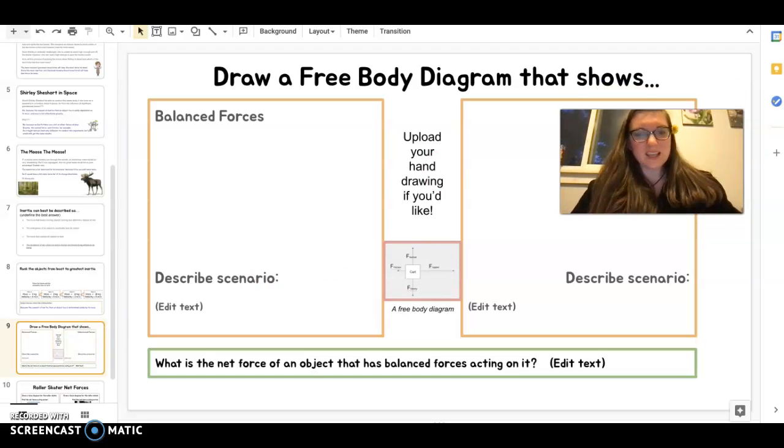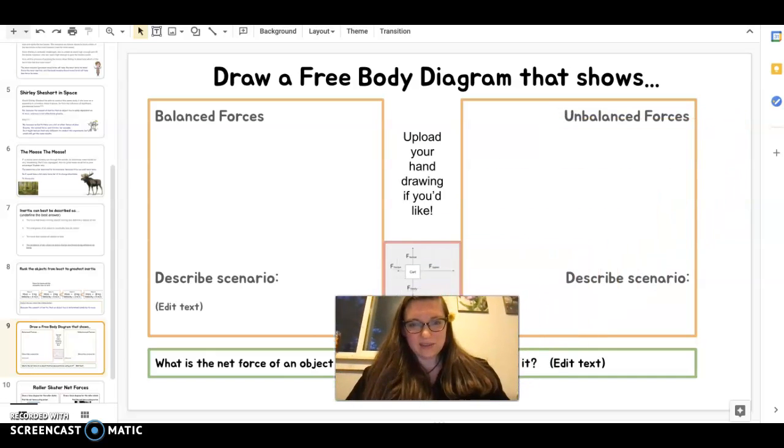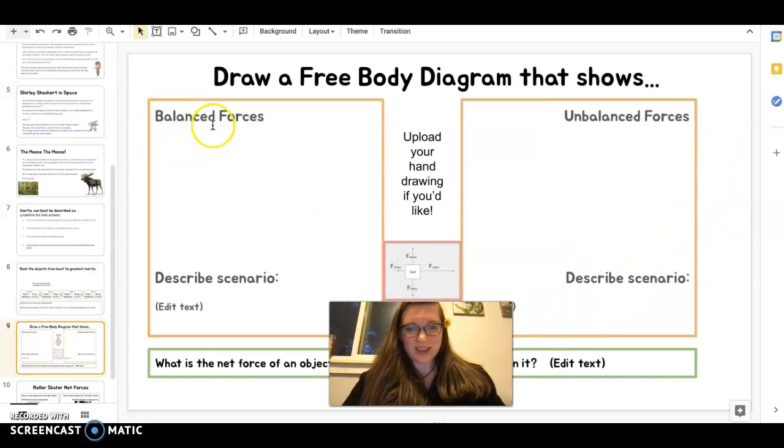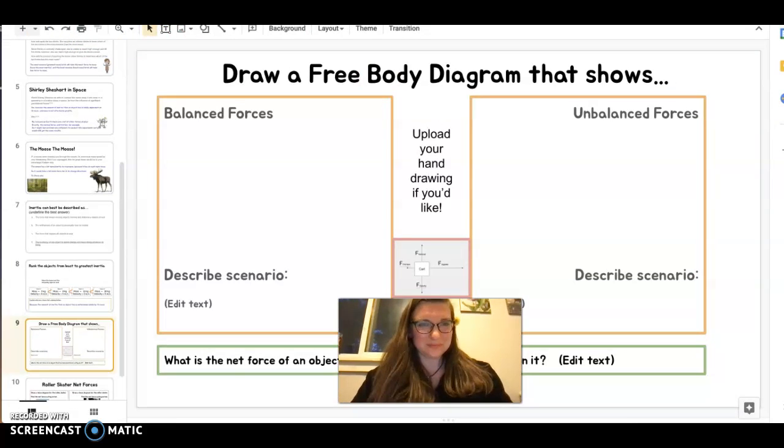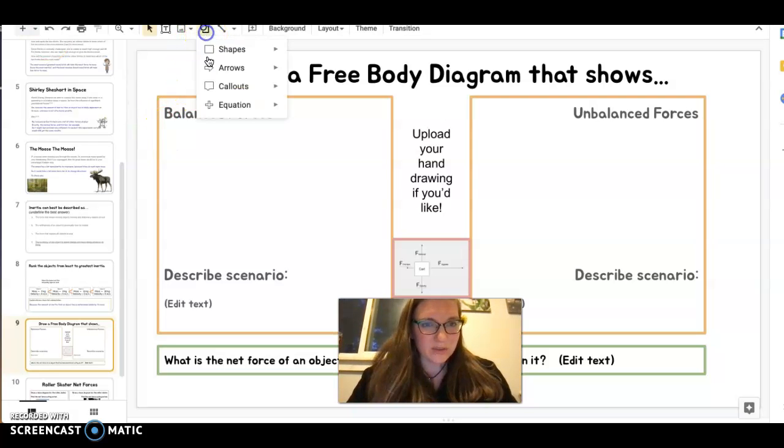So I'm going to use the example that a student in my first hour gave, and I'm going to draw a cup of water that is just sitting on a table, so all the forces are balanced. And then I'm going to draw a cup of water that's been tipped over, so it has unbalanced forces acting on it. Just a sec. Okay, I'm just going to draw it.